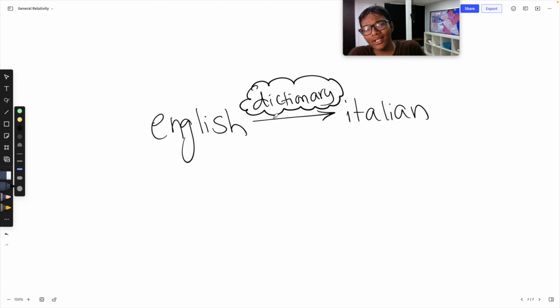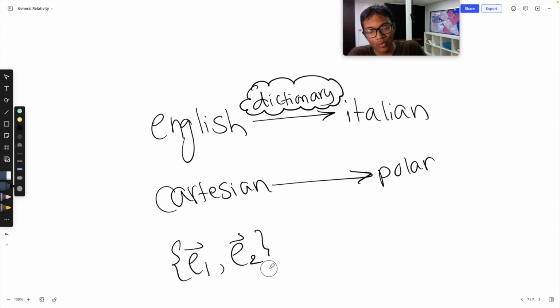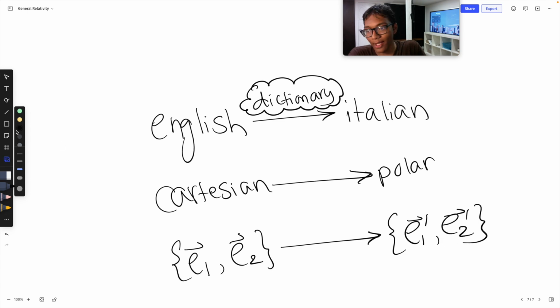Just like that, if we're in two different coordinate systems, such as Cartesian and polar coordinates, then we need some kind of a dictionary to take us between these two coordinate systems. So let's say that our first coordinate system is E1, E2. We need some kind of a transformation, something that'll take us from E1 and E2 to E1 prime and E2 prime. So what we're looking for right now is the dictionary that's going to take us between these two coordinate systems. So how do we do that?